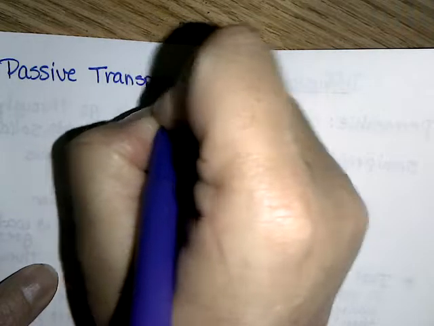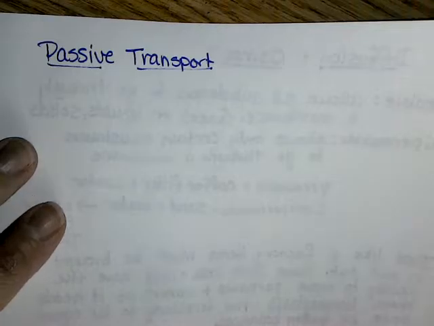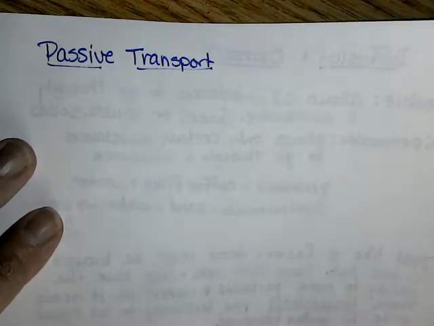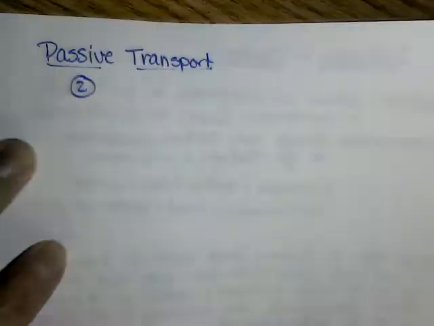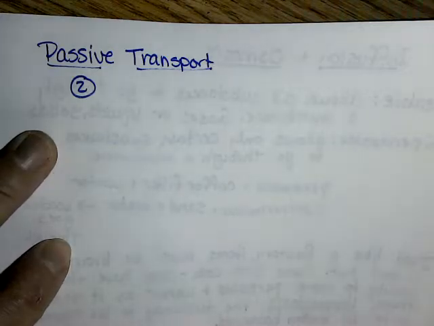All right. So let's talk about the number 2. Again, this is passive transport. Remember, passive transport means that it does not need energy to do this. It just happens because substances go from high to low. All right, number 2. So the first one was diffusion. The second one is called osmosis.